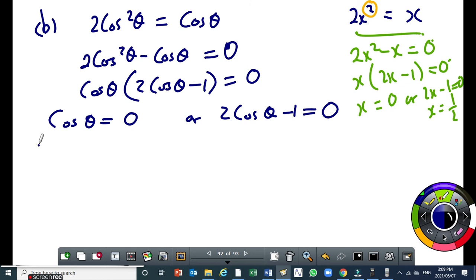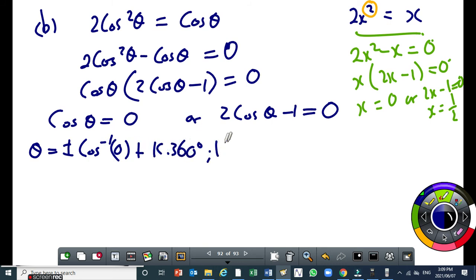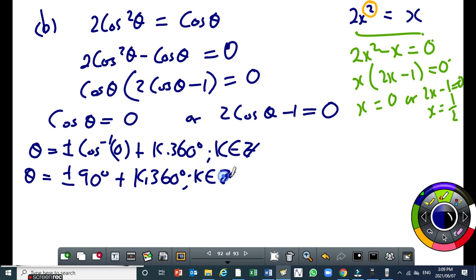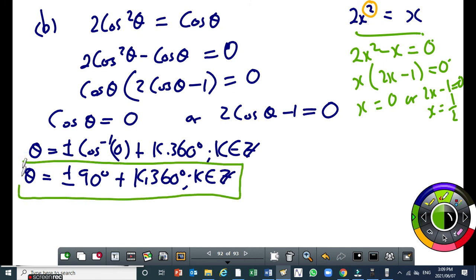Okay? So for this one here, it will be theta equal to plus or minus shift cosine of 0 plus k times 360, where k is an integer. Then shift cos of 0 is 90 degrees, so we get theta equal to plus or minus 90 degrees plus k times 360, where k is an integer. So I found the first 2 general solutions for this equation here. I'm still yet to deal with the second one. So to deal with the second one, I'll do it on the next page.